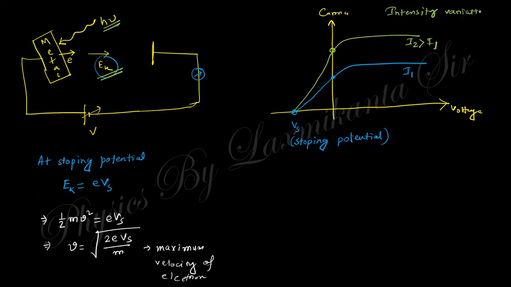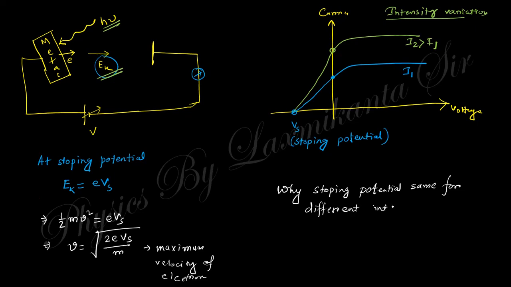Okay, so I think it is clear why the stopping potential is the same. Why is the stopping potential the same for different intensity of light?